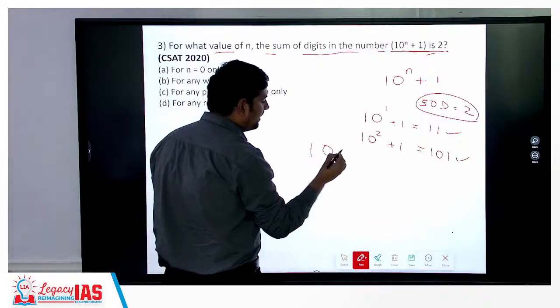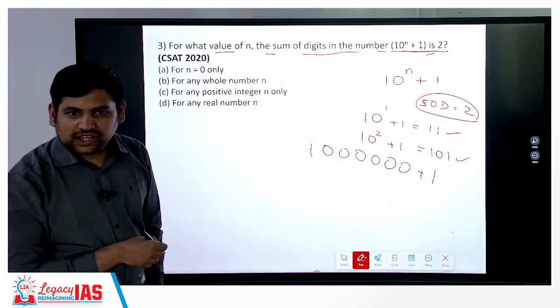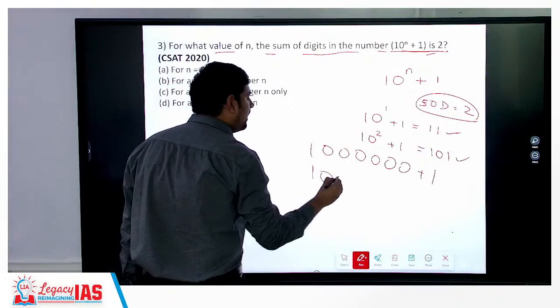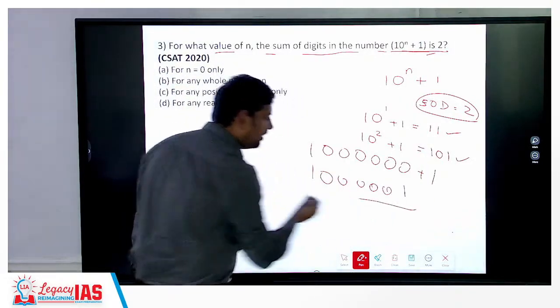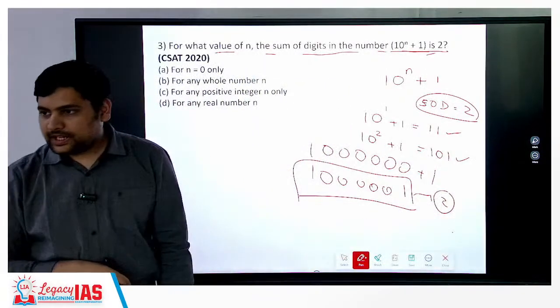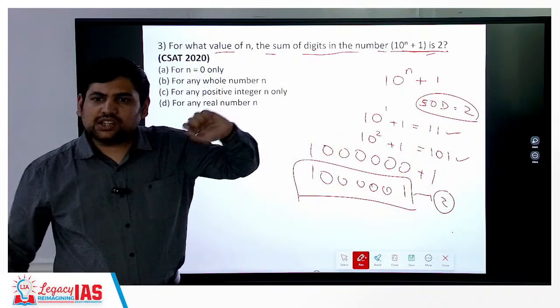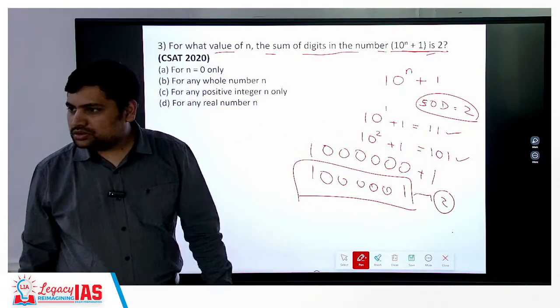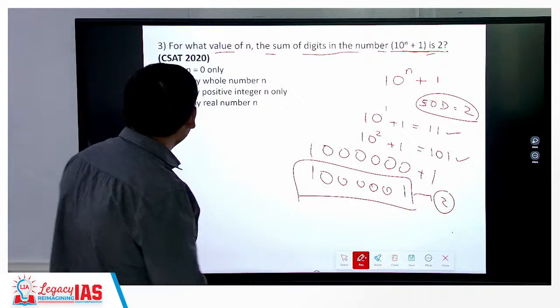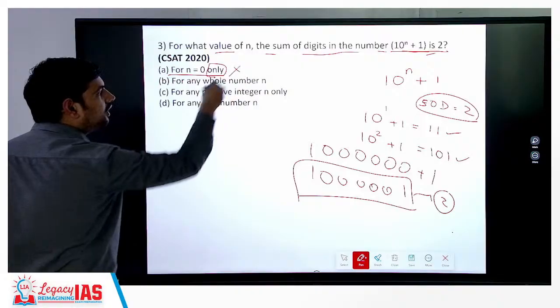Basically it will give something like this, and if you add 1, eventually you will have something like this and 1, so sum of digits will always be 2, correct. So you understand, for all natural numbers that you can think of, this will hold true. Now the first statement says, for n is equals to 0 only, wrong.